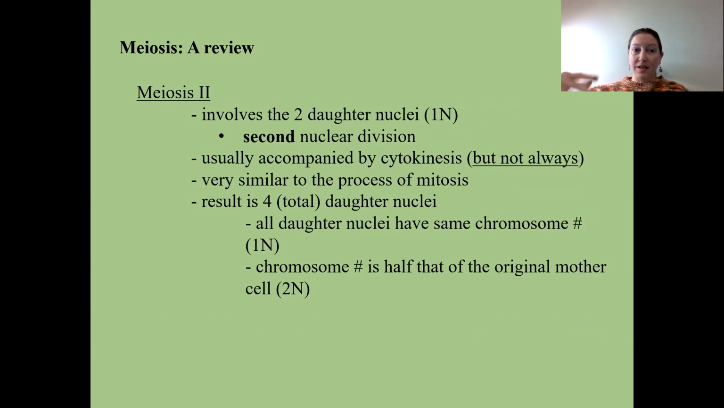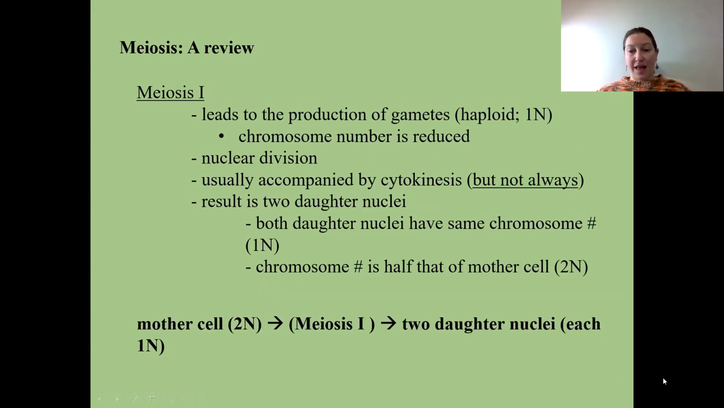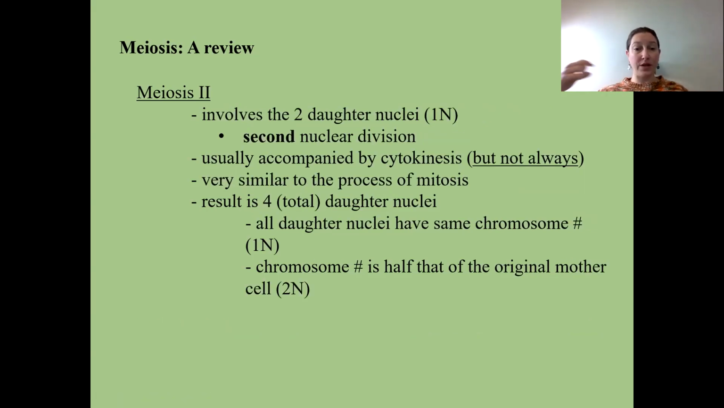There's a second stage of meiosis, which is meiosis 2. And all that happens there is that these two daughter nuclei are each going to divide. That's all that happens there for our purposes. Okay. So those two daughter nuclei, they're haploid, those are going to divide such that you go from 2 to 4 total daughter nuclei, but they all are haploid, 1N, and they all have half the chromosome number as the mother cell.